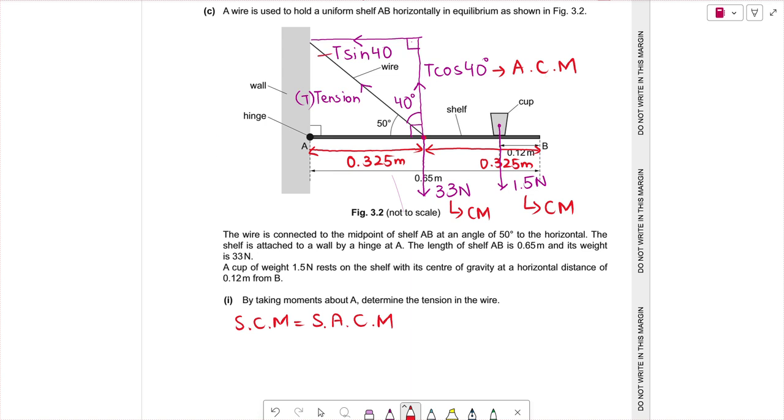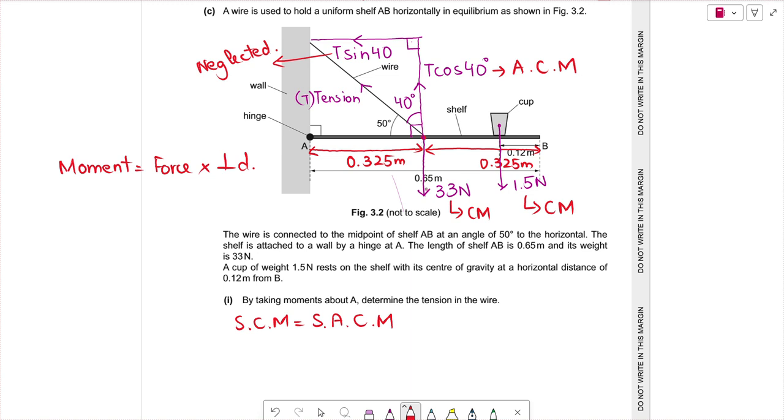However, we neglect this component. Why? Because this component of the force is parallel to the distance. And whenever we have to take moments, moment is defined as the product of force and perpendicular distance. So the force and the distance have to be perpendicular to each other.